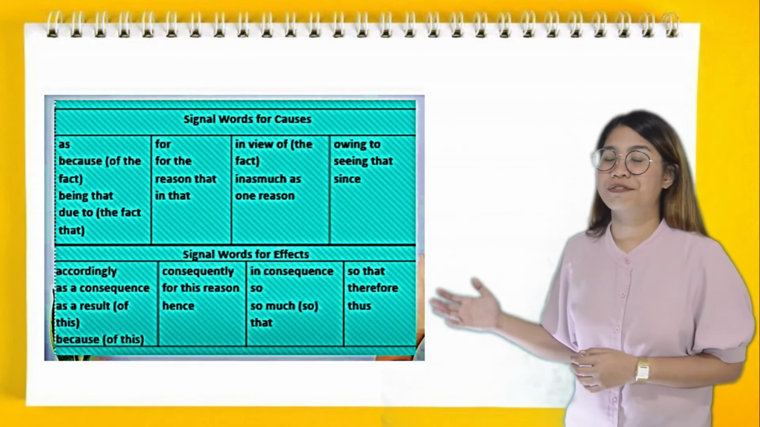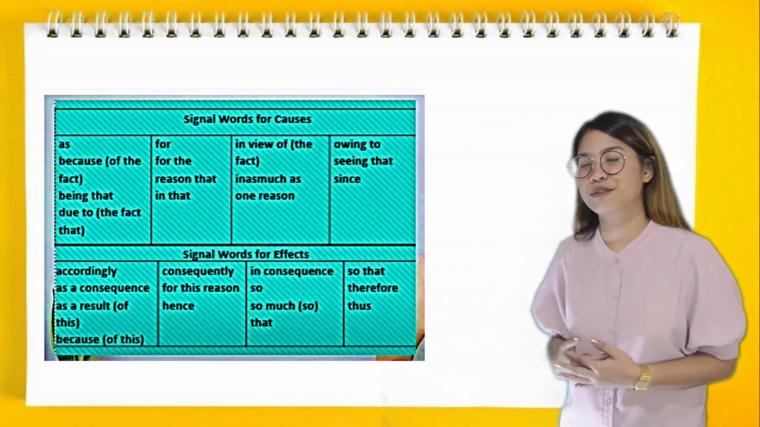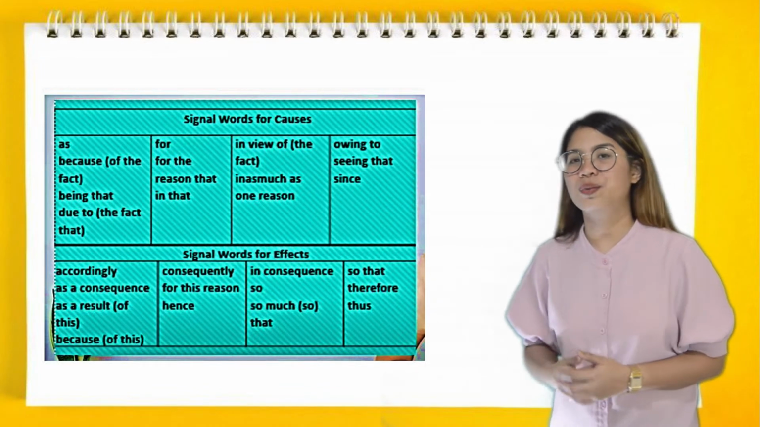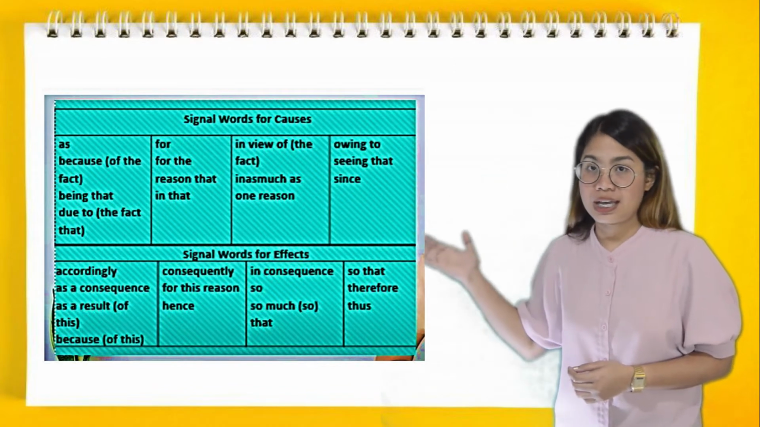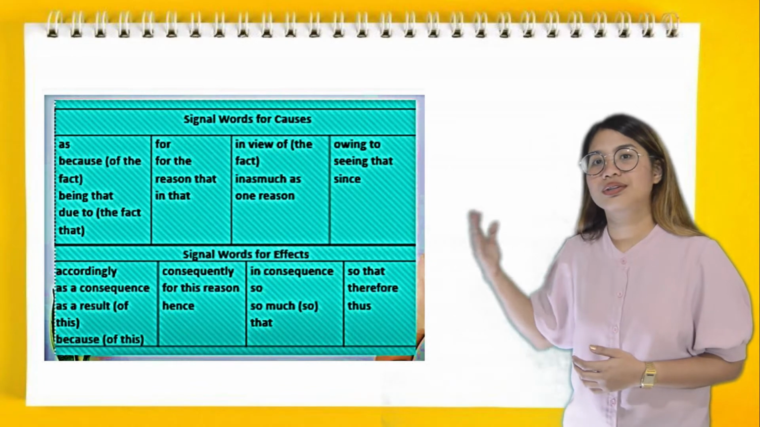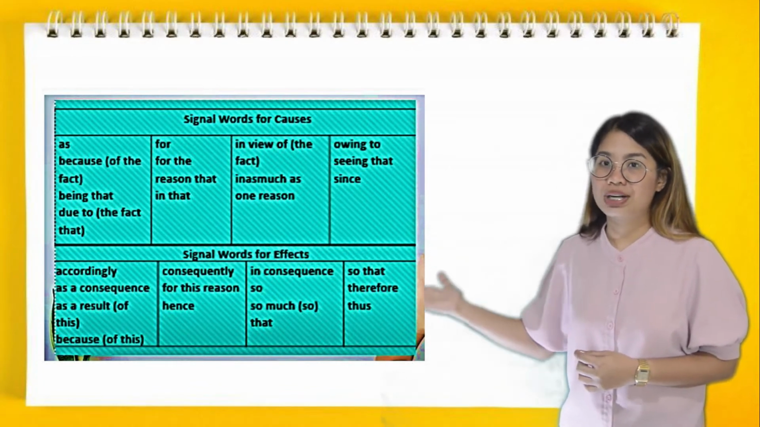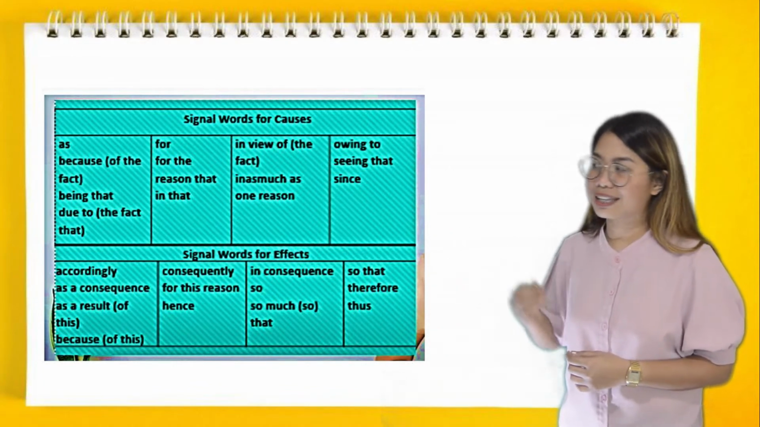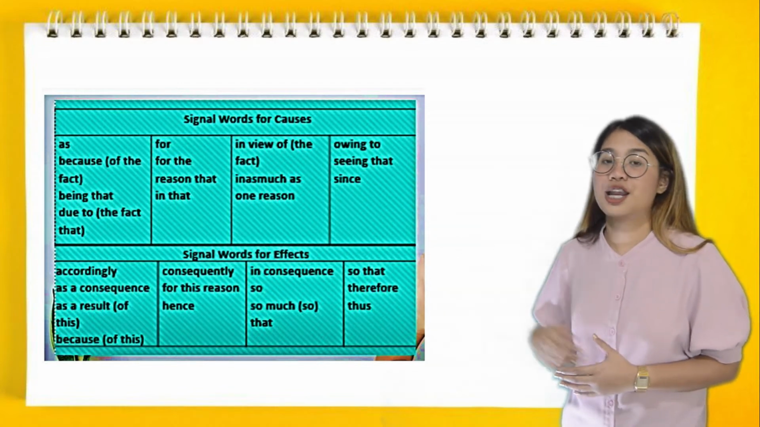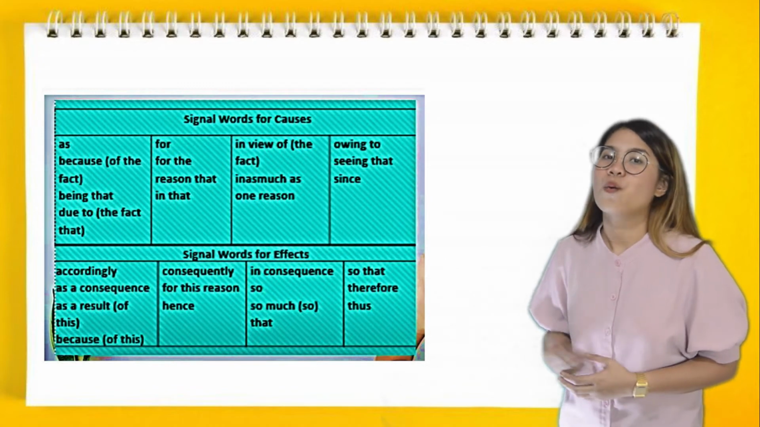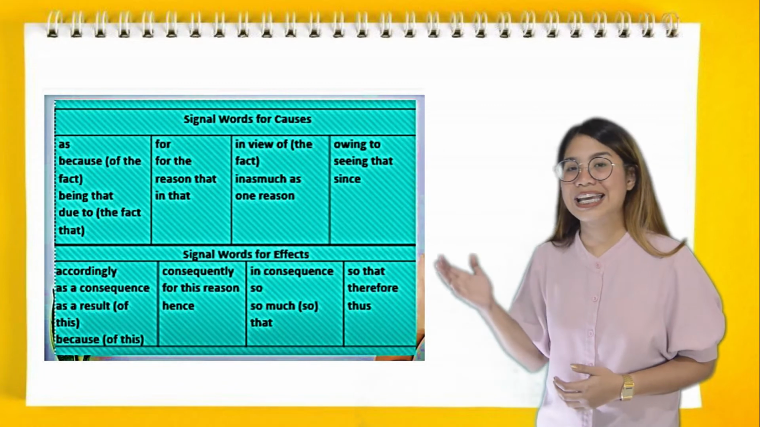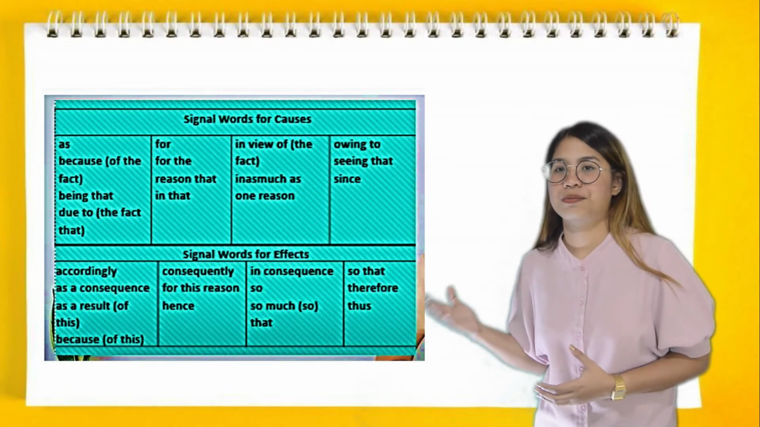So here are some of the signal words you can use for cause and effect development of writing. We have as, because, being that, due to, for the reason that, in that, in view of, inasmuch as, one reason, owing to, seeing that, since.